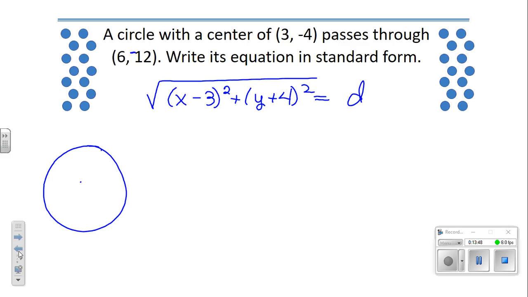Wait, so the answer is the square root of 73. So, this is our x and this is our y, right? One point that happens to be on the circle, of literally an infinite number of points, right? Replace the 6 with the x and the y with the negative 12. Well, negative 12 plus 4.